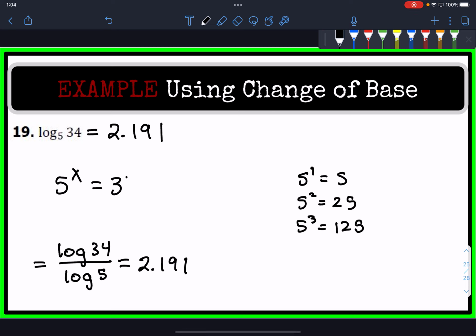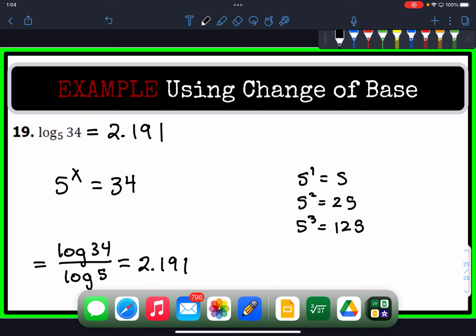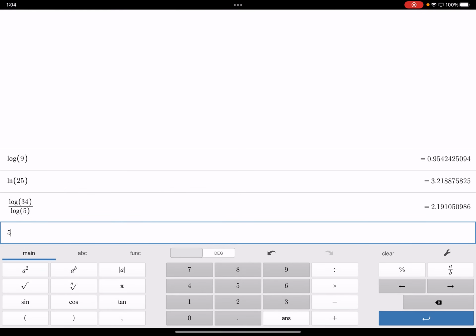We're trying to figure out this exponential equation. But again, using our powers and multiplying 5 by itself so many times doesn't work, because we cannot make it equal to 34; it's going to be a decimal. And again, we can verify this by getting 5 and raising it to 2.191.